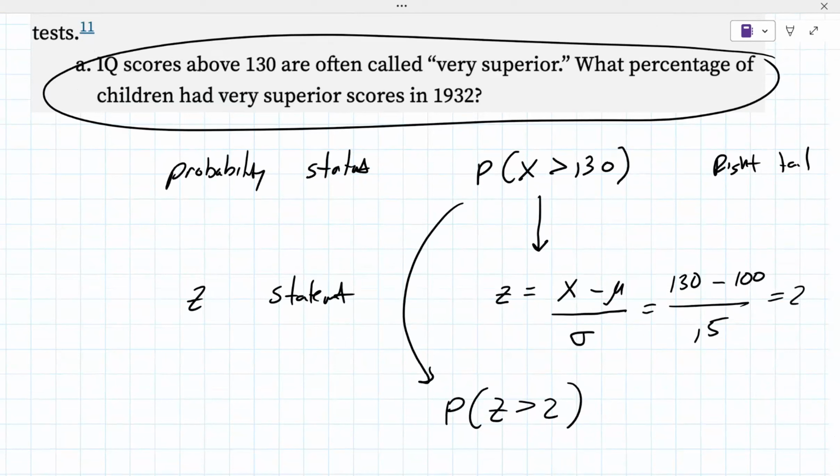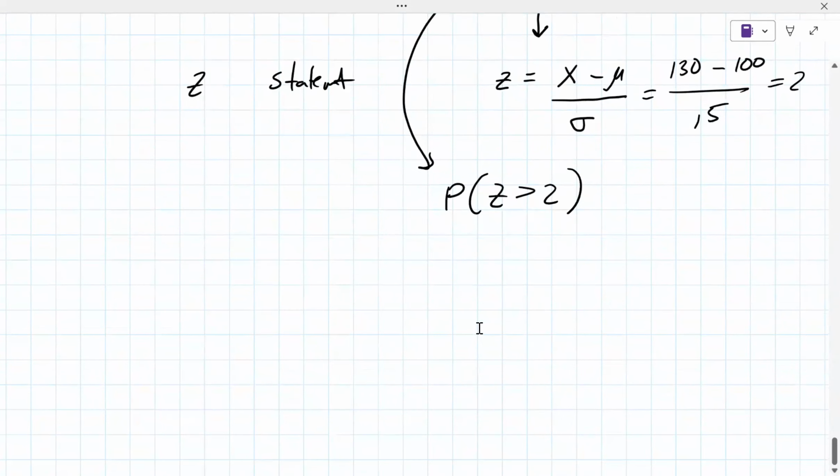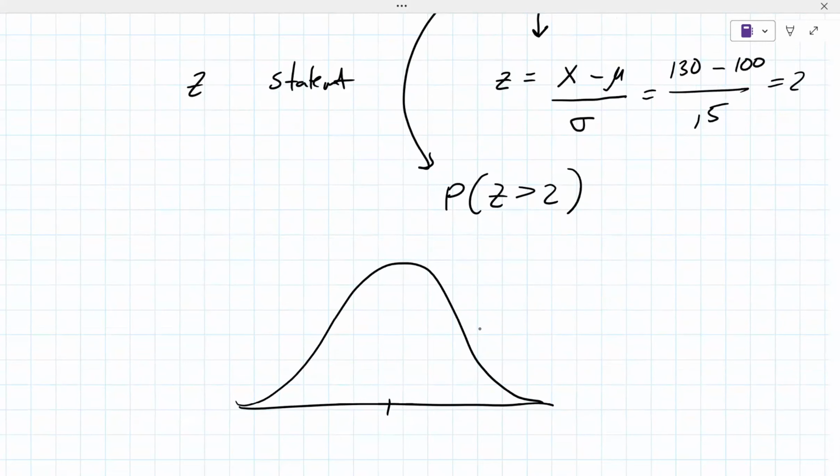Okay. So we converted this X to a Z. That is fairly common to do in this class. And now again, probably a good idea to draw a curve. There's zero, there's two. We want the area to the right of two.